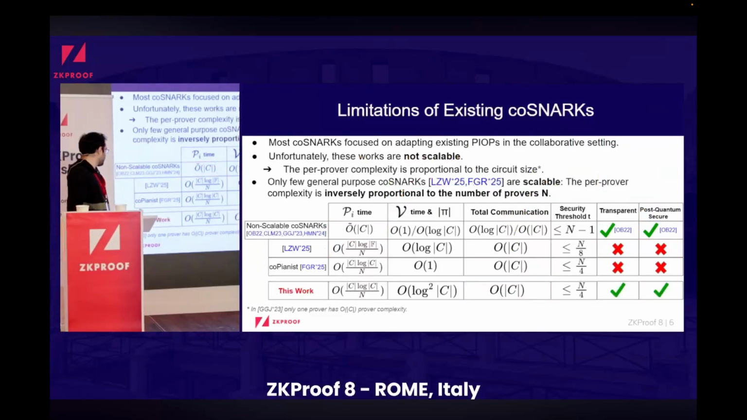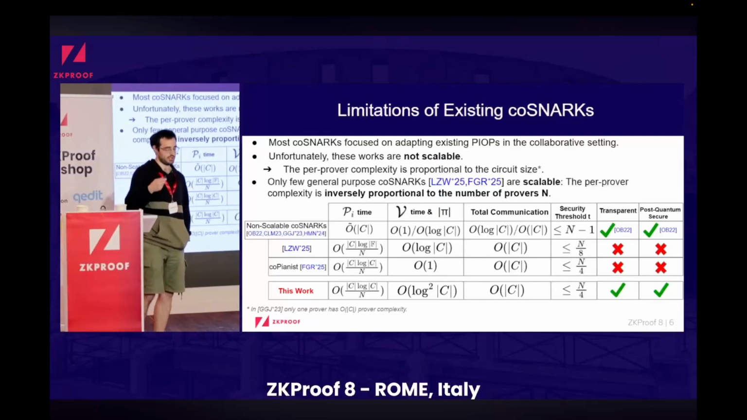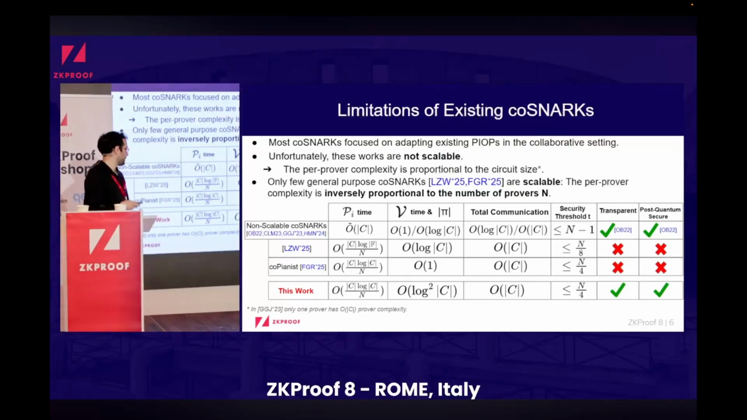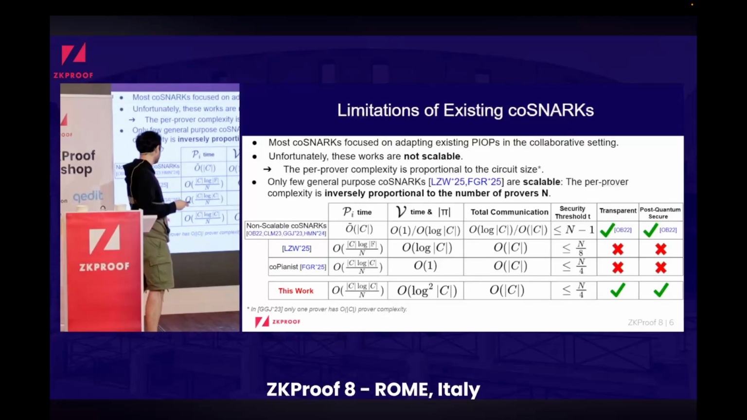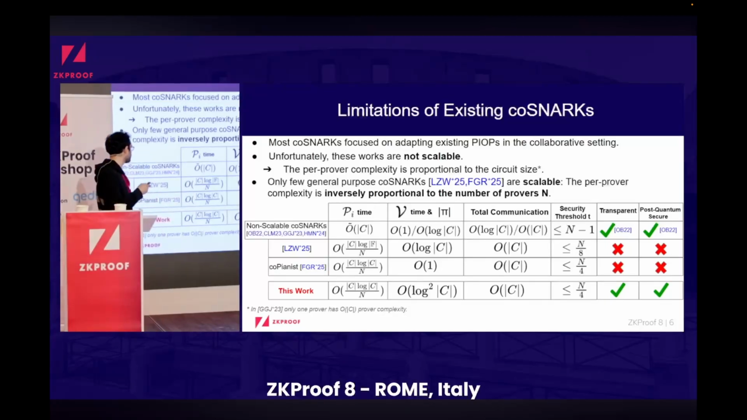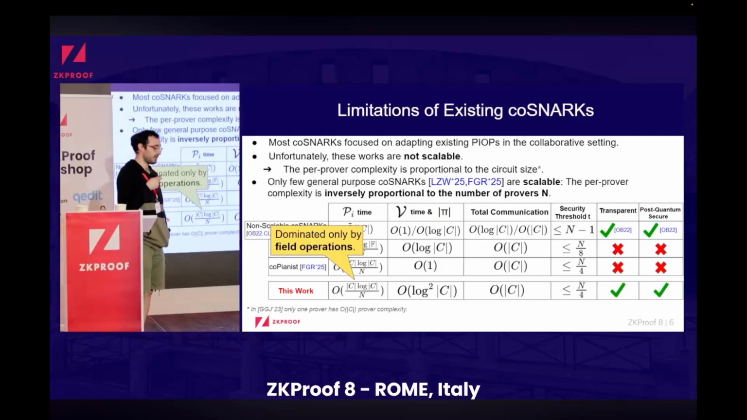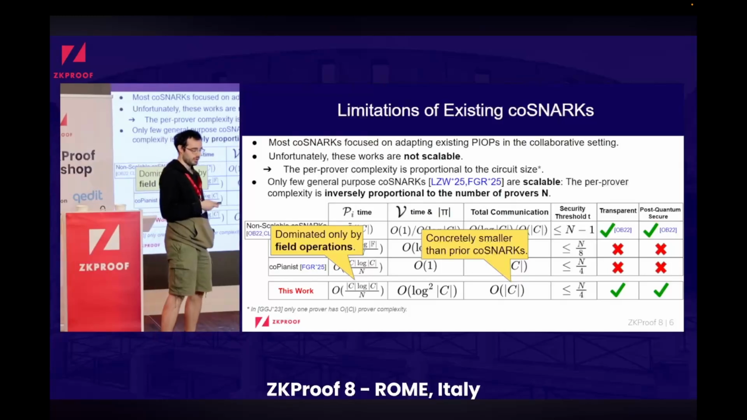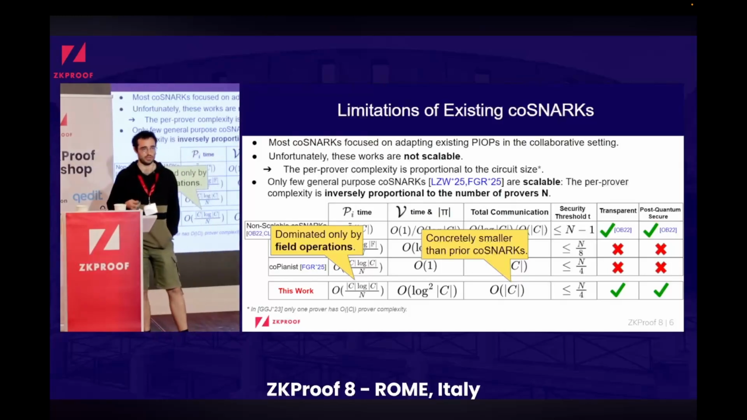Now, in this work, we introduce the first transparent and post-quantum secure scalable co-SNARK, which is based on codes. Our work is also concretely more efficient than the previous ones because it is dominated only by field operations. And also, for the state-of-the-art security threshold, we have concretely smaller communication cost.